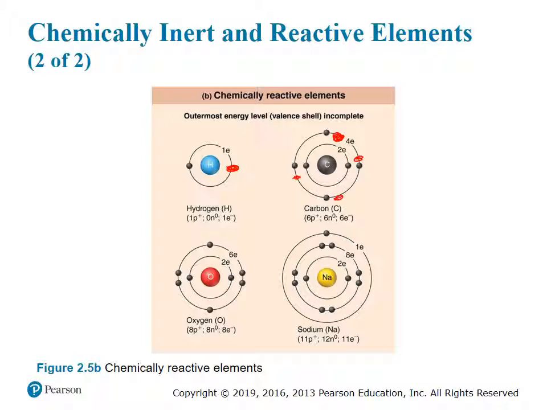Oxygen is 2. It has 6. So we can just kind of speed this up. It needs 2 more to become 8, right? Sodium, 2, 8, and then 1 electron. It needs a lot to become stable in its shell. But we have a special thing that happens with sodium, and we'll get to that.